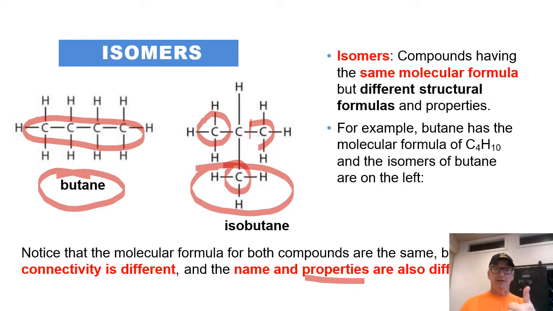You'll find that butane and isobutane will have different boiling points and different melting points than each other. Butane will have a slightly higher boiling point because it's a longer molecule and can form more London dispersion forces than isobutane can, because isobutane is more compact. It's not as long, and so it can't make as many of those London dispersion forces. So it will have slightly different properties.